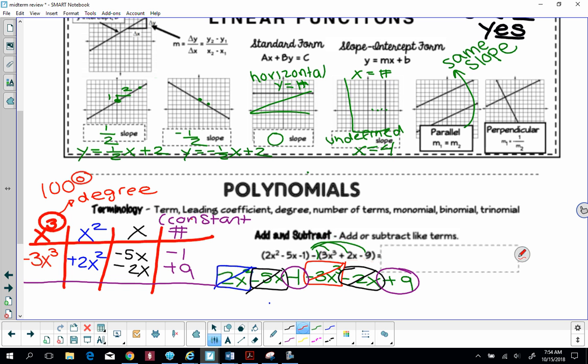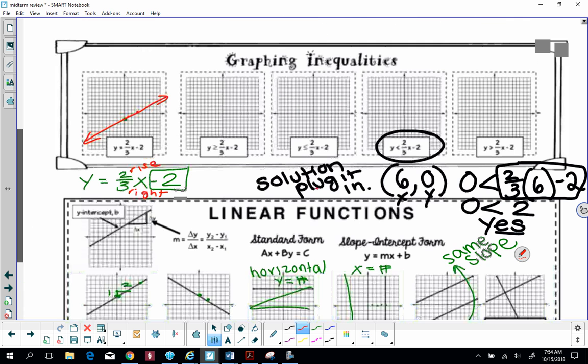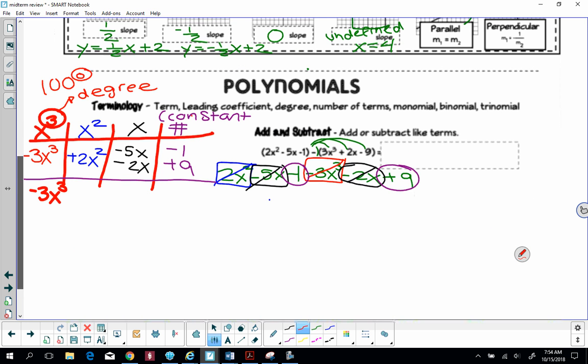So there's nothing to combine the first one with, so I'm just going to bring it down. So I know this 3 is the degree. What about that number in front? Do you remember what that vocabulary word is called? It is coefficient, but the what coefficient? Leading coefficient. Leading coefficient is the line leader, but it has to be with the highest degree. So negative 3 would be considered your leading coefficient.